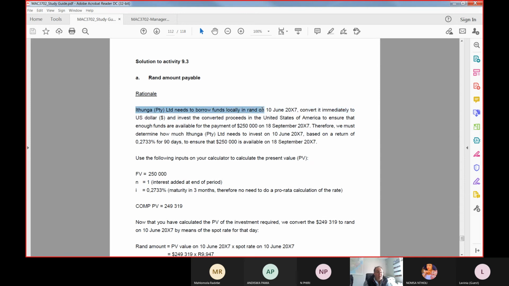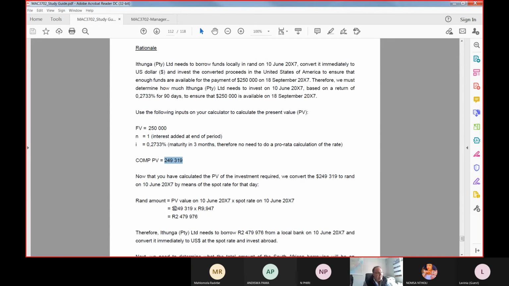Intuga needs to borrow funds locally in June 2017 to convert them immediately to US dollars and invest them in the US to ensure there's enough value to pay $250,000 on the 18th of September 2017. Therefore, we must determine how much Intuga needs to invest based on the return of 0.273% in 90 days. So how much do they have to invest? $249,319. So today, the 10th of June, they've taken $249,319 from South Africa and put it in the USA.